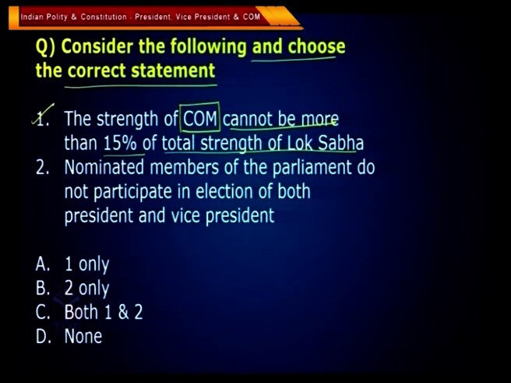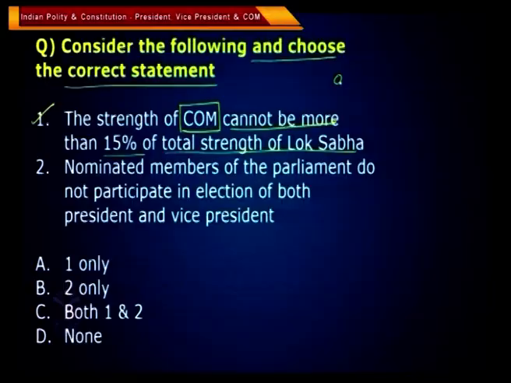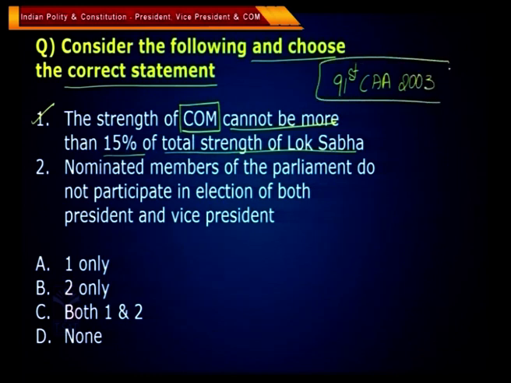Try to understand this. In the original Constitution, when the Constitution came into force, there was no provision or definition on the strength of the Council of Ministers. The 91st Constitutional Amendment Act of 2003 has introduced this provision on what the strength of the Council of Ministers should be.